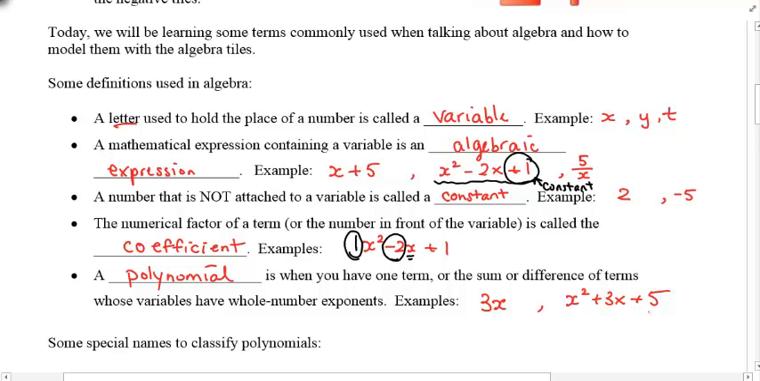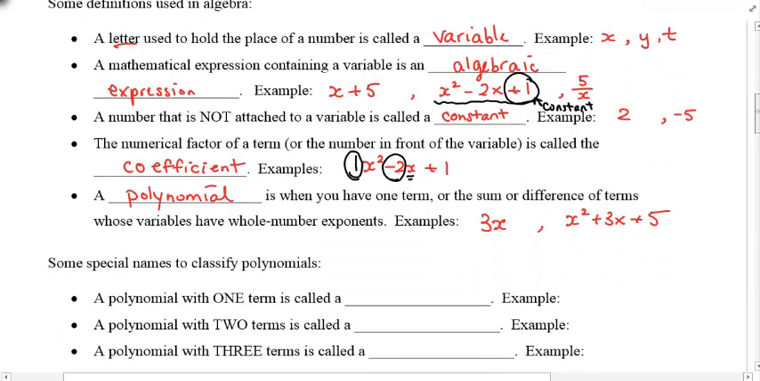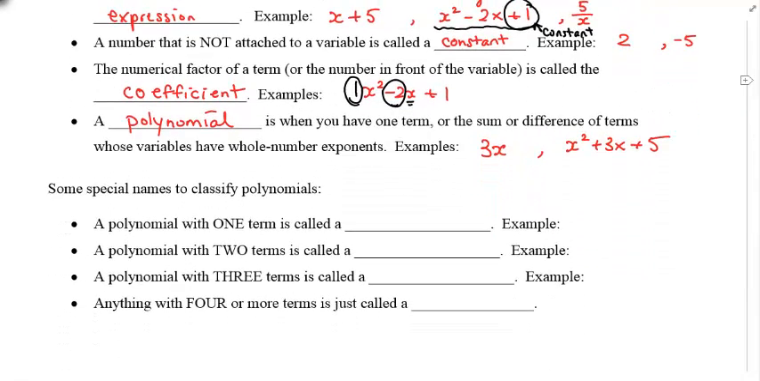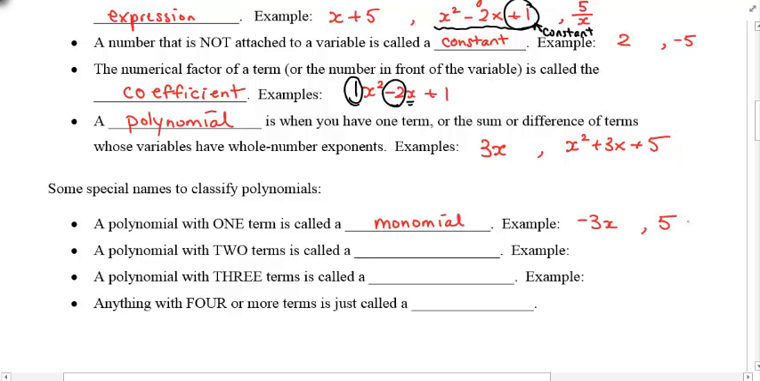Now, even as polynomials, we can break that down into different types. So a polynomial with one term is called a monomial. So as an example, like negative 3x or the number 5. A polynomial with 2 terms. If mono was 1, 2 is binomial.